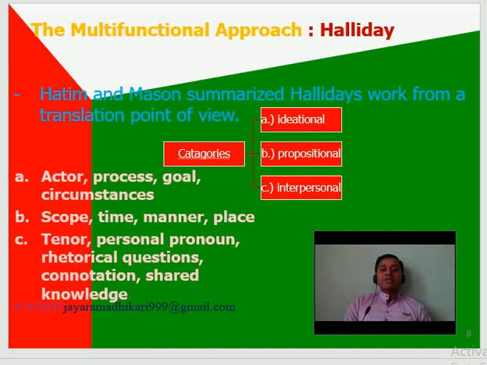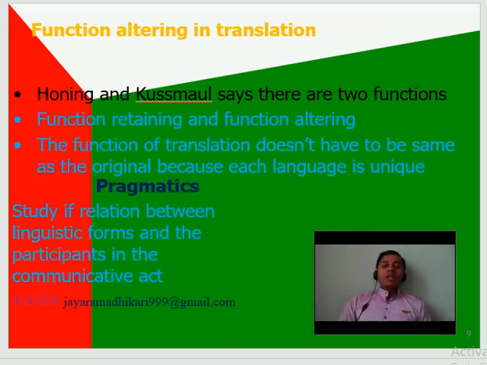By propositional they mean scope, time, manner, place. And by the last, interpersonal, they mean tenor, personal pronoun, rhetorical questions, connotation, and shared knowledge. So Hatim and Mason say that there are two functions in that relation: function retaining and function altering. And whether the translator is using a function retaining approach or a function altering approach, it may create problems because each language is unique. Because of their uniqueness, it may create problems in the text.